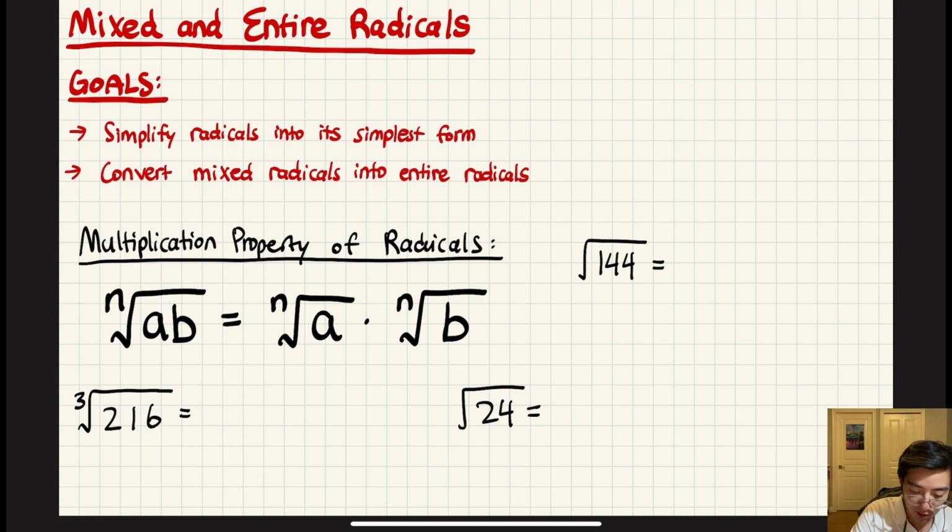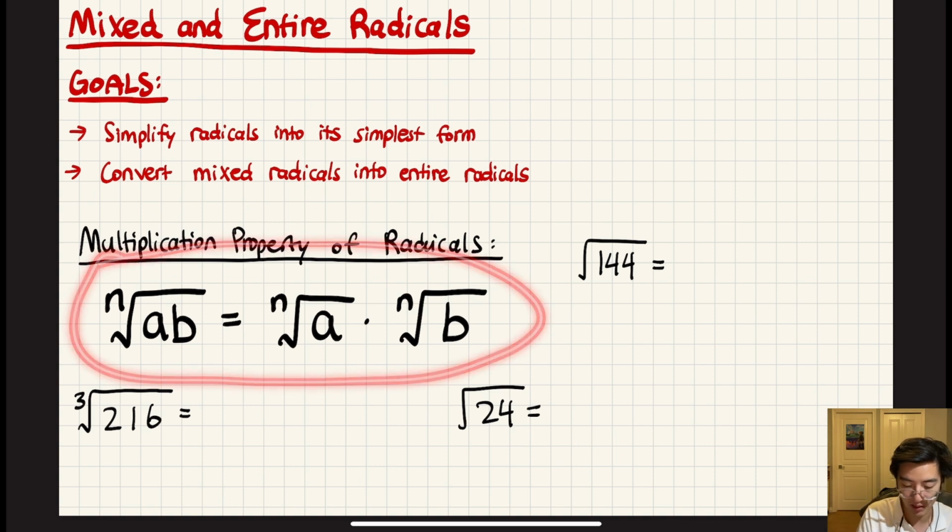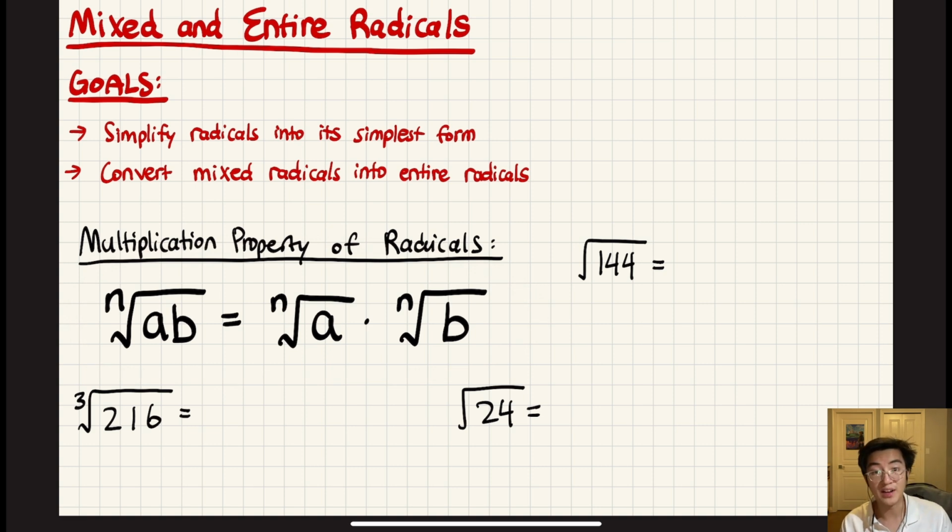Alright, before we begin, this is a very important property to remember: the multiplication property of radicals. Whenever we have a number under a root, we can split it into its factors under the same root as well. Right?